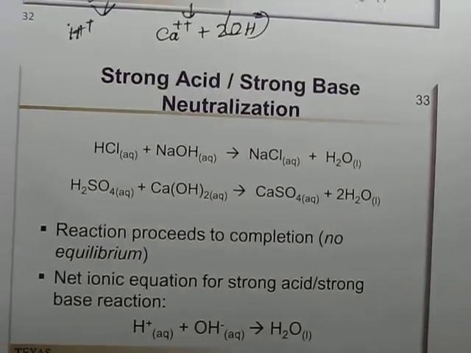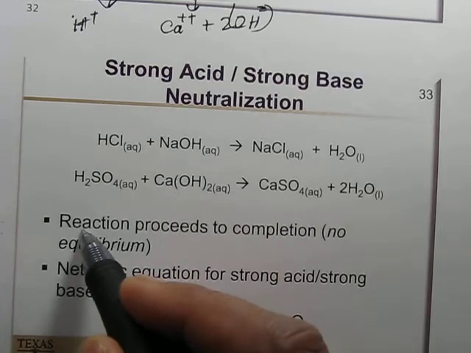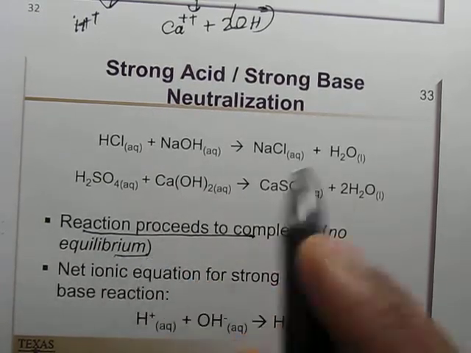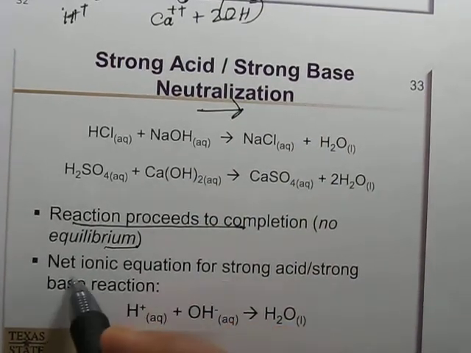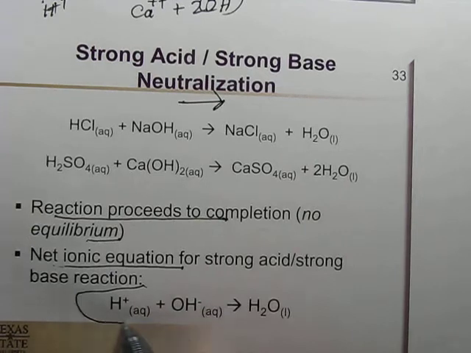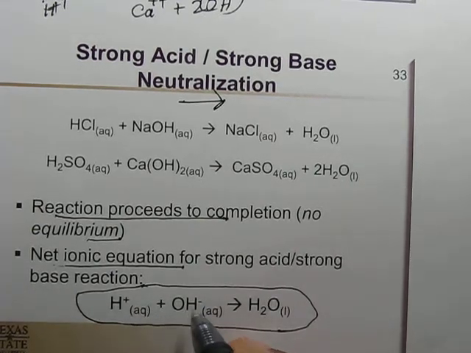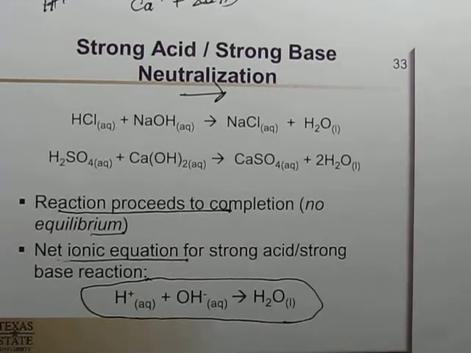Let's talk a little bit more about strong acid, strong base neutralization, and how we are going to calculate the pH. The reaction proceeds to completion, there is no equilibrium, so we do not write the equilibrium sign, just like a salt, it ionizes 100%. The net ionic equation for strong base and strong acid is water formation: hydrogen ion plus hydroxyl ion forms H2O. So this is the net ionic equation in the case of strong acid and strong base. In the next video, we will study how to calculate the pH in strong acid and strong base neutralization.